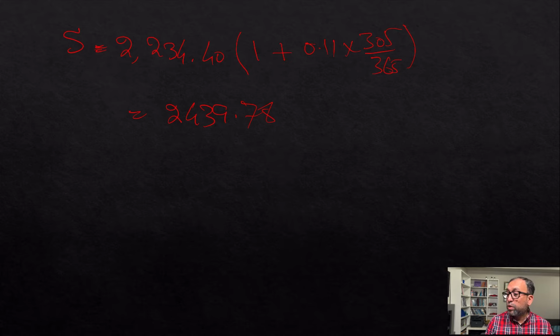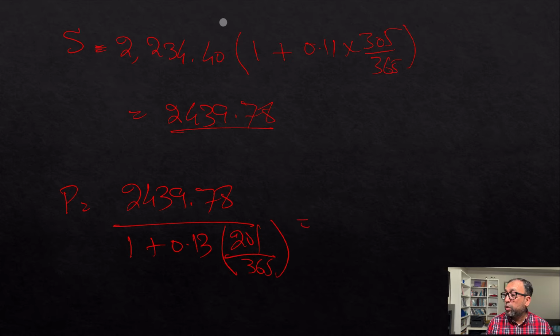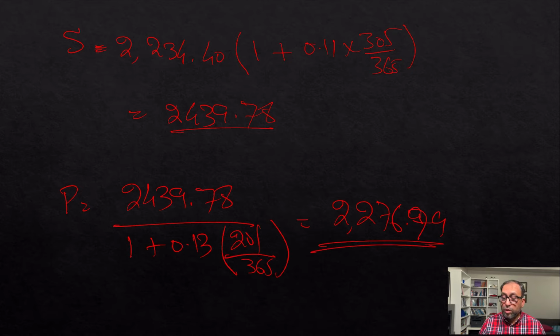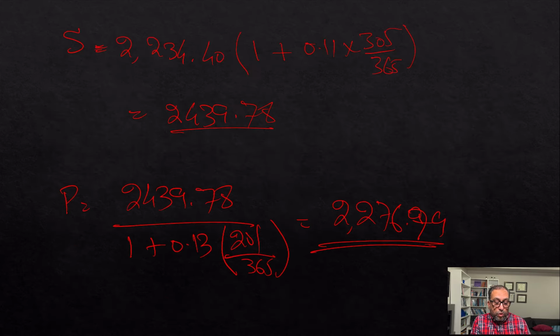We get 2,439.78. Now we want to calculate the principal with this value, which is the future value, because the investor who buys this promissory note is going to get this value divided by 1 plus 0.13 times 201 over 365, and if you calculate it, you get 2,276.79. So this is the amount. What were the proceeds of the sale? This is the proceeds of the sale. The furniture company is going to get it by selling this promissory note.